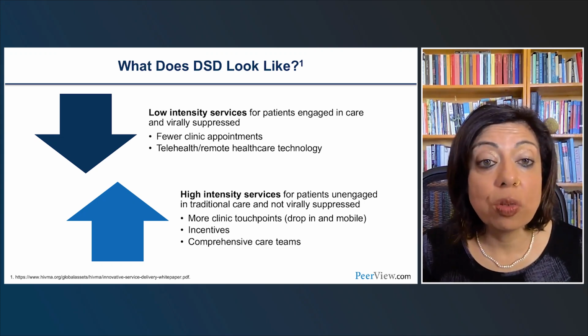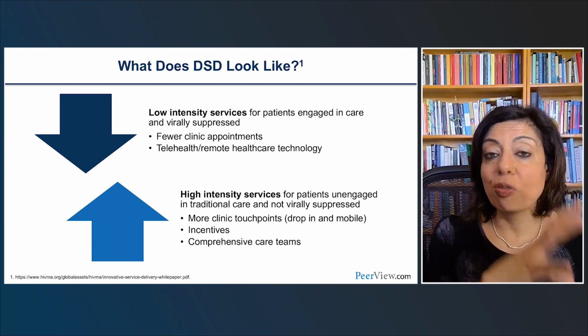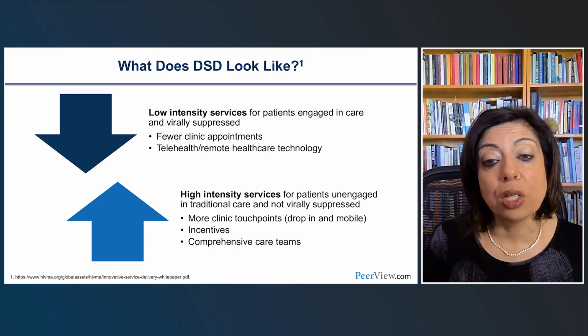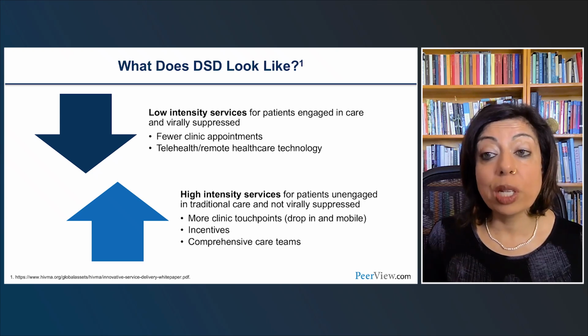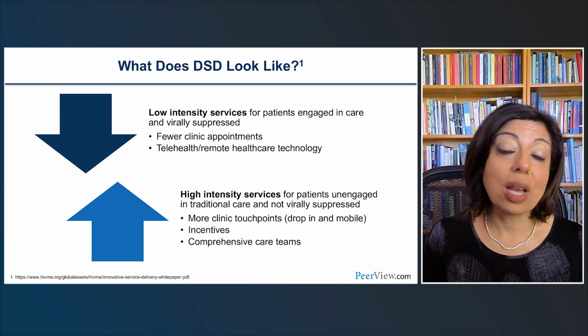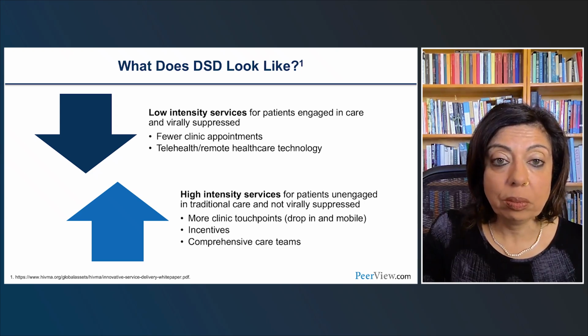So what does differentiated service delivery look like? It's really dividing between low intensity for those who are fine, who don't need that support, and high intensity services for patients who are unengaged, not virologically suppressed, where we need to provide more intensive support to help them get that goal of virologic suppression.